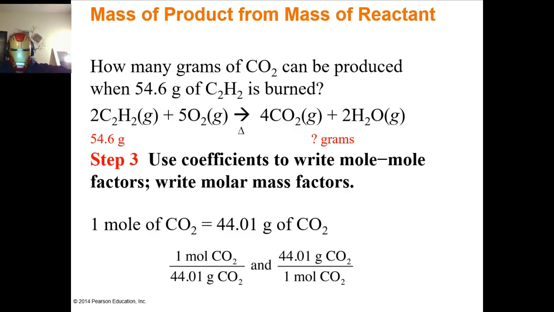Okay, picking back up. Here we have step 3: use coefficients to write mole to mole factors, and write molar mass factors. 1 mole of carbon dioxide equals 44.01 grams of carbon dioxide. That came from the periodic table: 12 grams plus 16 grams plus 16 grams. That's where that 44 came from.